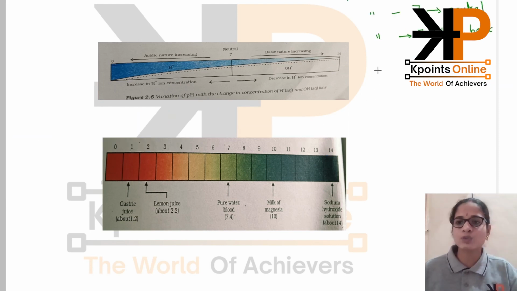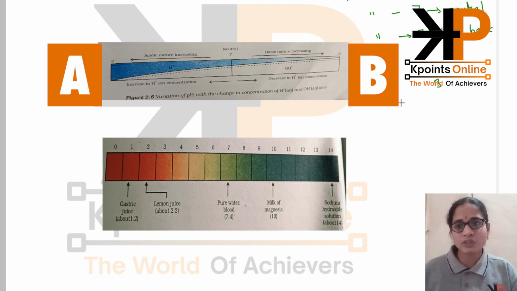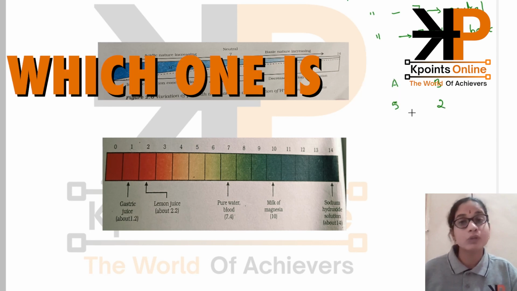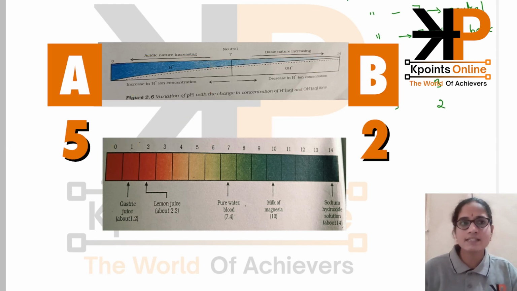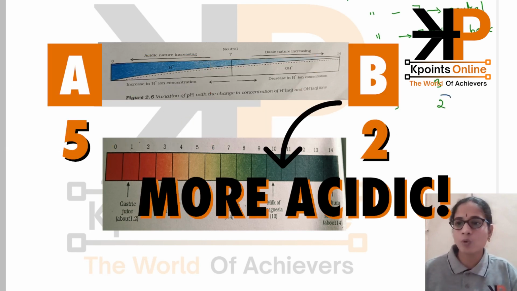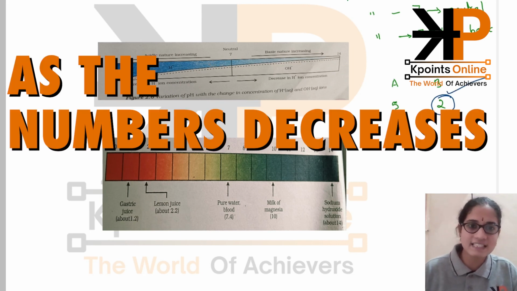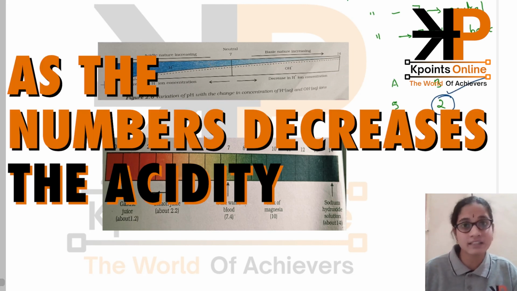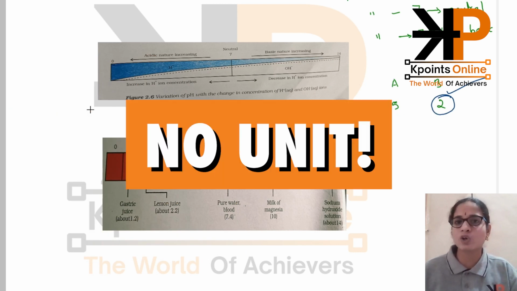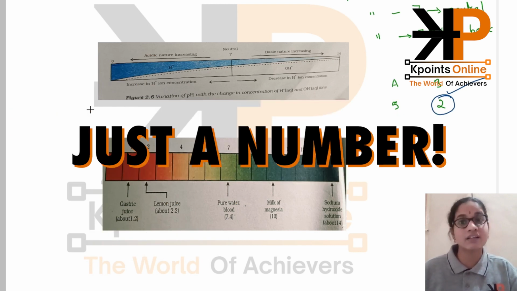Say there are two solutions, A and B. The pH of solution A is 5 and the pH of solution B is 2. Which one is more acidic? Solution B is more acidic. Why? Because the lower the value of pH, the more acidic it will be. As the number decreases here, the acidic character increases. The pH value has no unit. It is just a number.